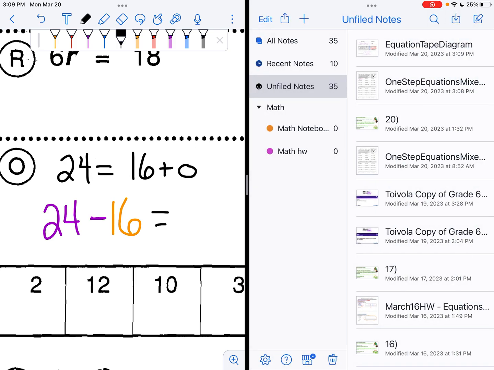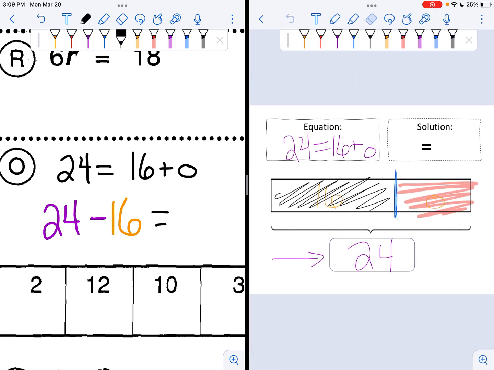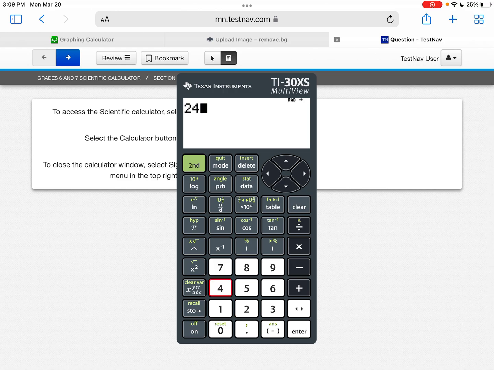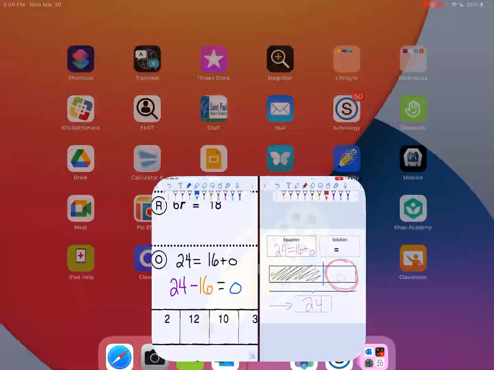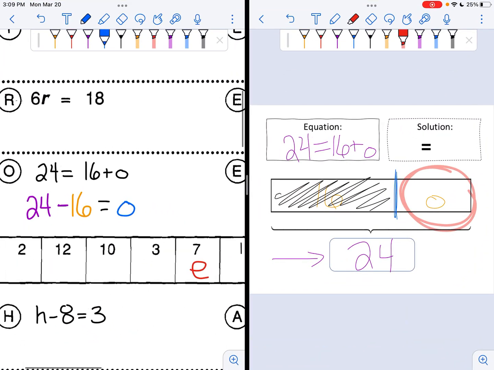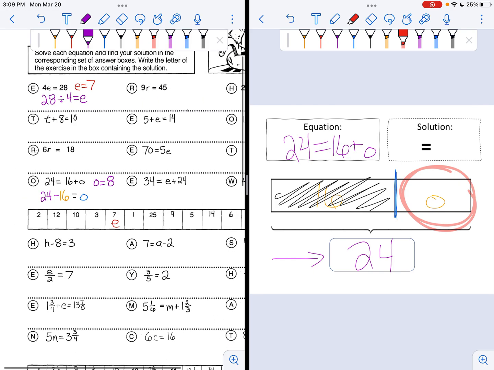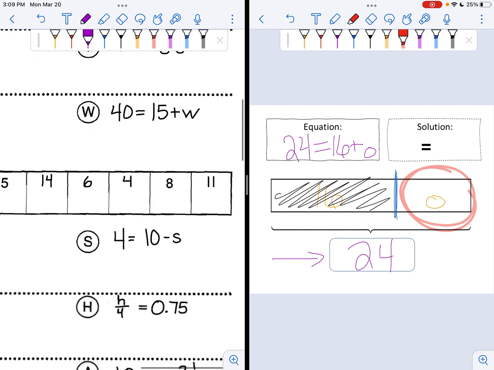Maybe I should circle it. Whoa, that was the wrong thing to do. Maybe I should circle it instead. Here we go. Circle it. There's still an O left. So that means if I put 24 take away 16 in my calculator, I'll get O. So here we go. 24 take away 16 is 8. So right after the equation, you have to write this part, O equals 8. Find the 8 and write O.